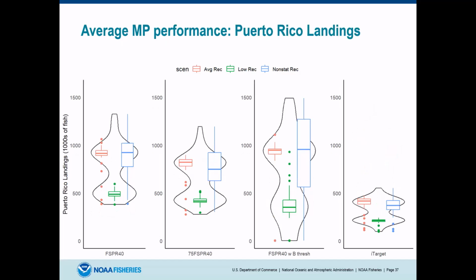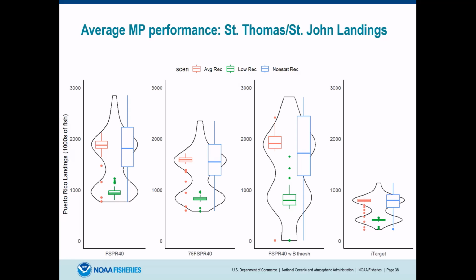When we look at the landings, however, this is where I think it gets really interesting because we see that some of the highest level of landings for Puerto Rico are being driven by those non-stationary or average conditions and using the F40 with the biomass threshold rule. Same thing with St. Thomas and St. John, although F40 also achieves relatively high landings, though a bit less of the time.